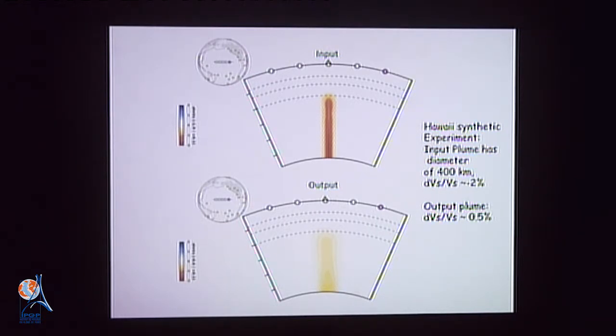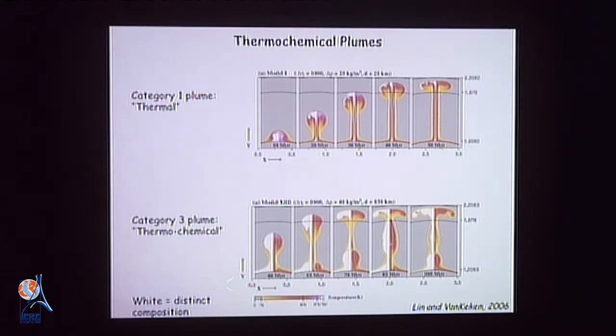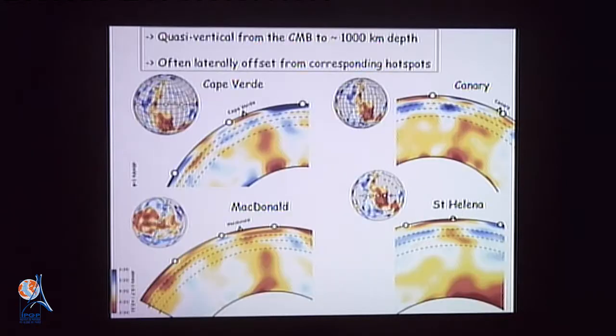So most likely they're not just purely thermal plumes, and there might be thermochemical plumes, as shown here from this paper by Lin and Van Keken, where you see the difference between an almost purely thermal plume and one that is grounded on a layer of heterogeneous denser material, which is shown in white here. The white is the compositional heterogeneity, and it shows this different morphology of plumes with some areas that are quite fatter.